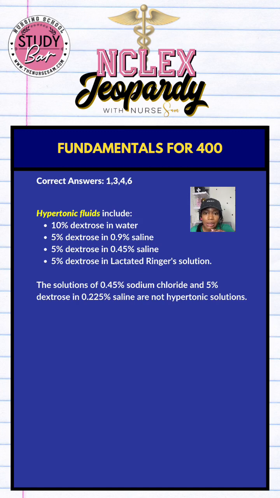And 5% dextrose and 0.225% saline, those are not hypertonic solutions. Just period. Okay, so those are the correct 4 of the answers. Make sure you guys are reviewing your hypertonic, hypotonic, and isotonic. All right, very important for biology and anatomy, and also for questions like this. This is fundamentals. All right, this is talking about IV fluids.